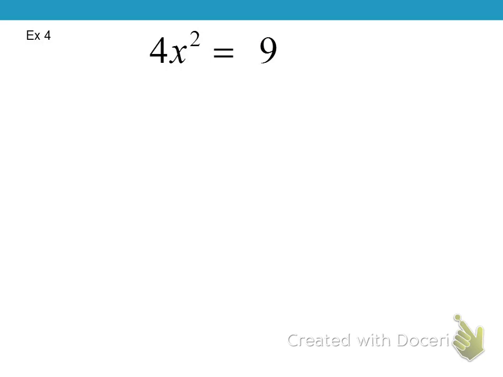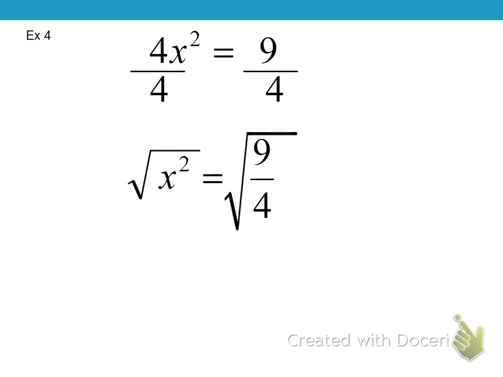I would not get in the habit of doing that. I would always get the x squared part by itself. So how do I get the x squared part by itself? You divide both sides by 4. So x squared equals 9 over 4. Then what? Take the square root of both sides. Hold on. What's the square root of 9? 3. What's the square root of 4? 2. So plus or minus 3/2. Questions?